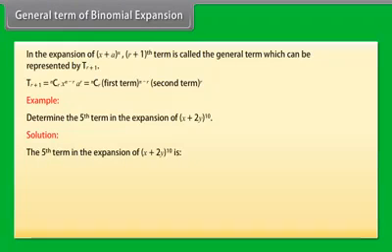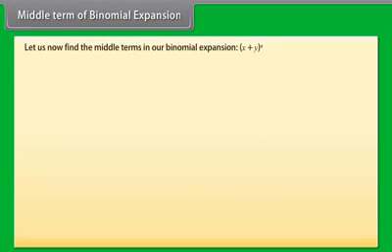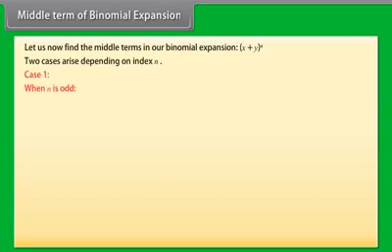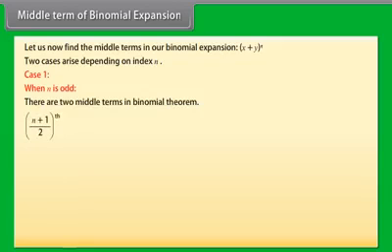In the expansion of x plus a raised to power n, the r plus 1th term is called the general term, which can be represented by T r plus 1. T r plus 1 is equal to nCr into x raised to power n minus r into a raised to power r, which is equal to nCr first term raised to power n minus r into second term raised to power r.